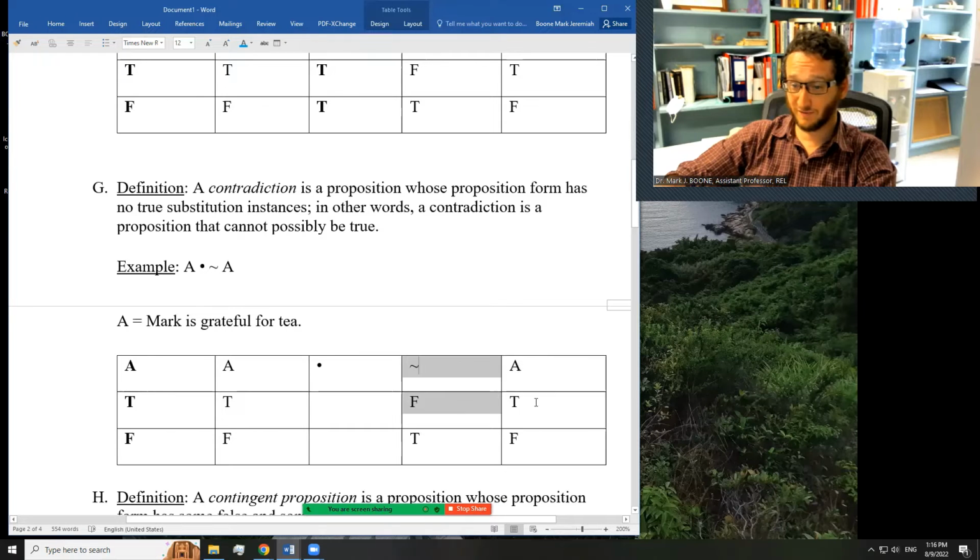Mark is grateful for tea. It's false that Mark is grateful for tea. And it's false that both of these things are true at the same time, that Mark is grateful for tea and is not grateful for tea at the same time.